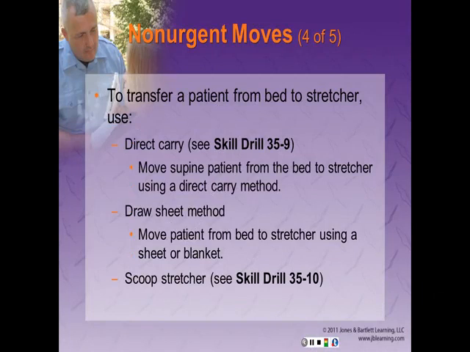To transfer a patient from a bed to a stretcher, we use the direct carry. We move a supine patient from the bed to the stretcher using direct carry. This technique is 2 or more rescuers, supine patient moved over. Draw sheet method. With 2 or more rescuers, move the patient from the bed to stretcher using a sheet or blanket. Scoop stretcher. Insert the halves of the scoop stretcher under each side of the patient, fasten them together.